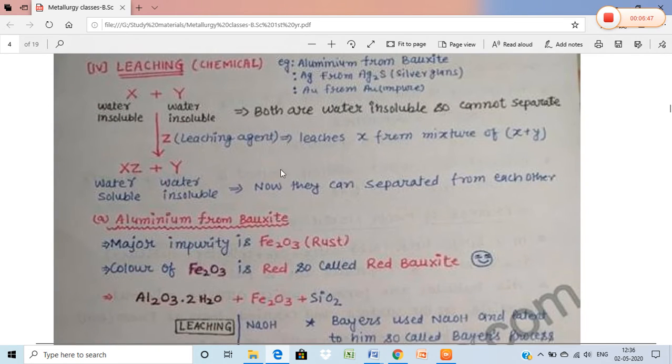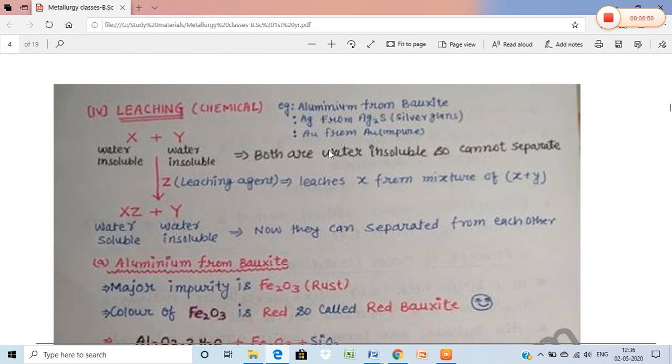Now we are moving to the process. Here is the leaching process, and we see here that we can separate, for example, aluminium from bauxite, silver from silver glance, and gold from impure gold. So this leaching process can be used for the separation of these metals from their ores.